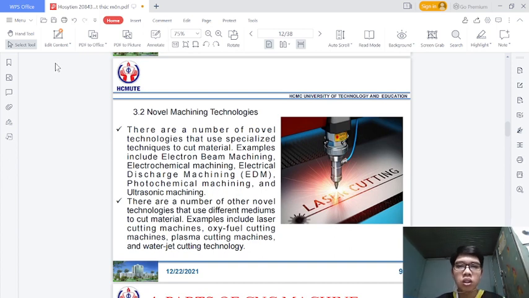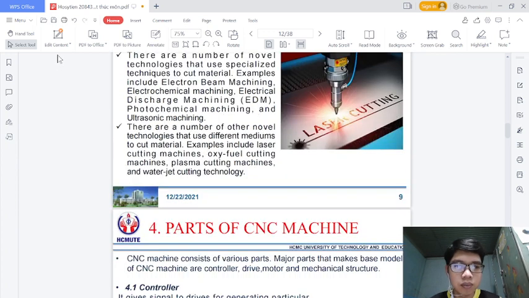Novel machining technology. There are a number of novel technologies that use specialist techniques to cut material. Examples include electron beam machining, electrochemical machining, electrical discharge machining (EDM), photochemical machining, and ultrasonic machining.